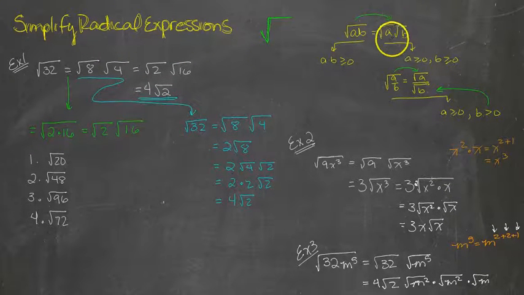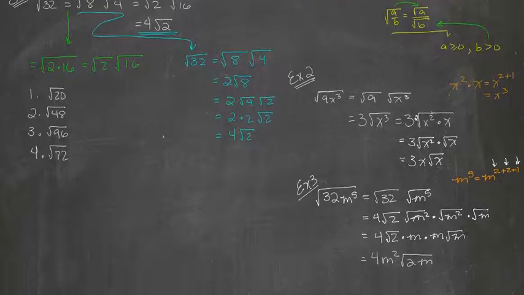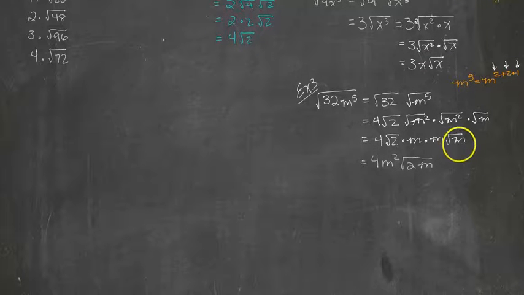If I have two factors, each independently under a square root, I can put them back together under the same square root. So all I did was I took, in this case, root 2 times root m, and I put them together under root 2m.